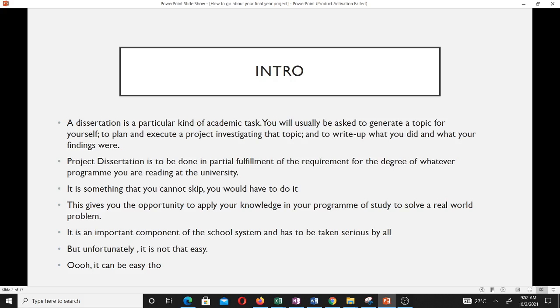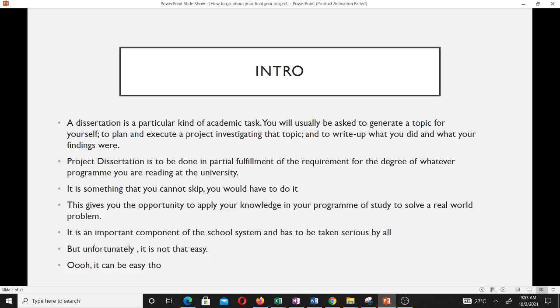So what is a project or what is a dissertation? A dissertation is a particular kind of academic task. You will usually be asked to generate a topic for yourself, to plan and execute a project investigating that topic, and to write up what you did and what your findings were. So the project you're going to do, you'll be asked to generate a topic and then execute and investigate certain things, and you write up what you did, the findings and your conclusions.